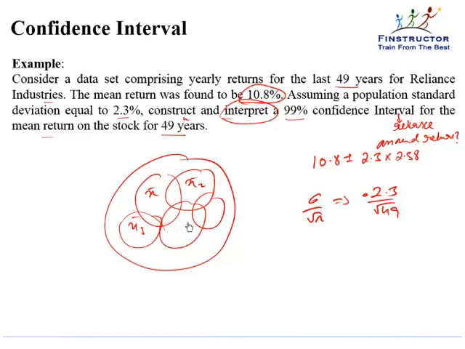So in this case, if I take any other 49-year period and I calculate the mean return in that period, then the expected value of the mean return is 10.8, and 99% of the times the mean return will be in the range of 10.8 plus 2.58, that is the reliability factor, or 2.575 for a normal distribution, multiplied by the standard error, and 10.8 minus 2.58 into 2.3 upon root 49.